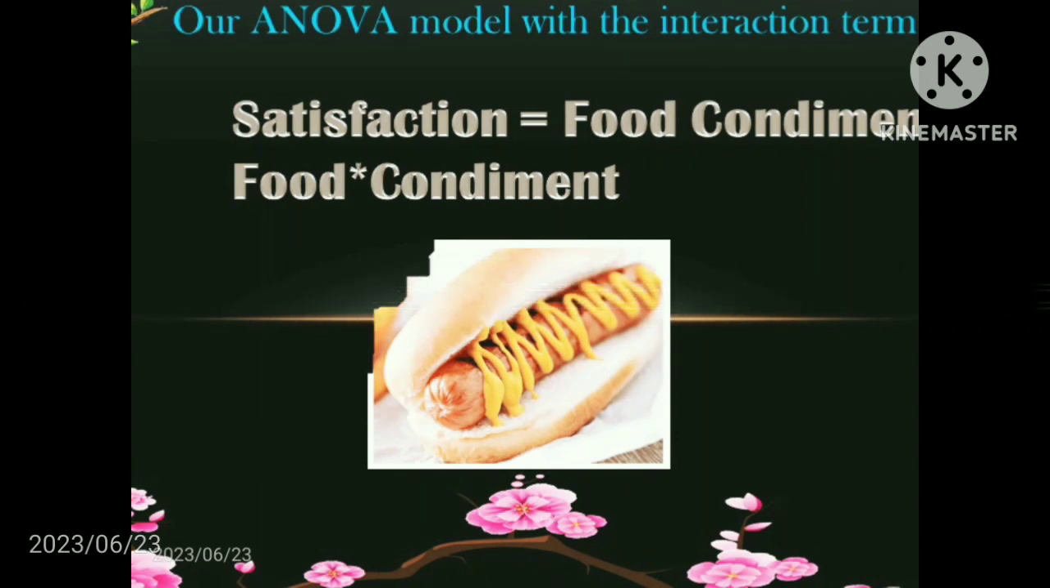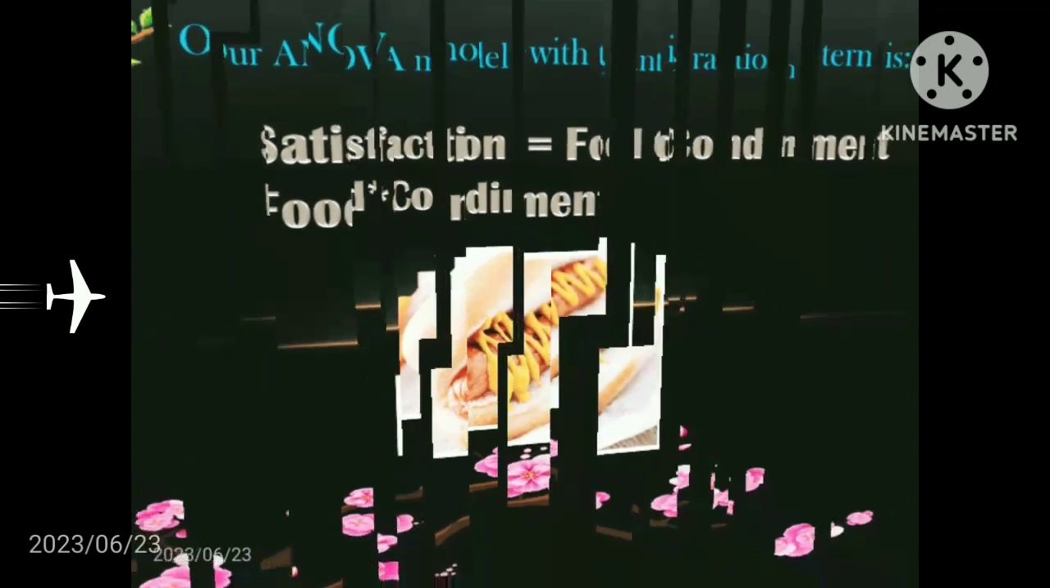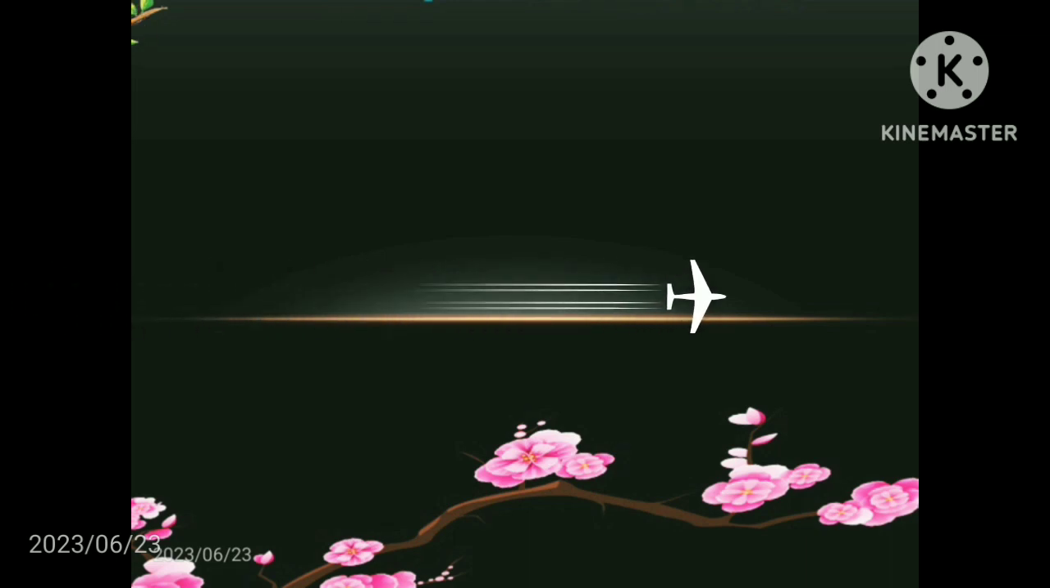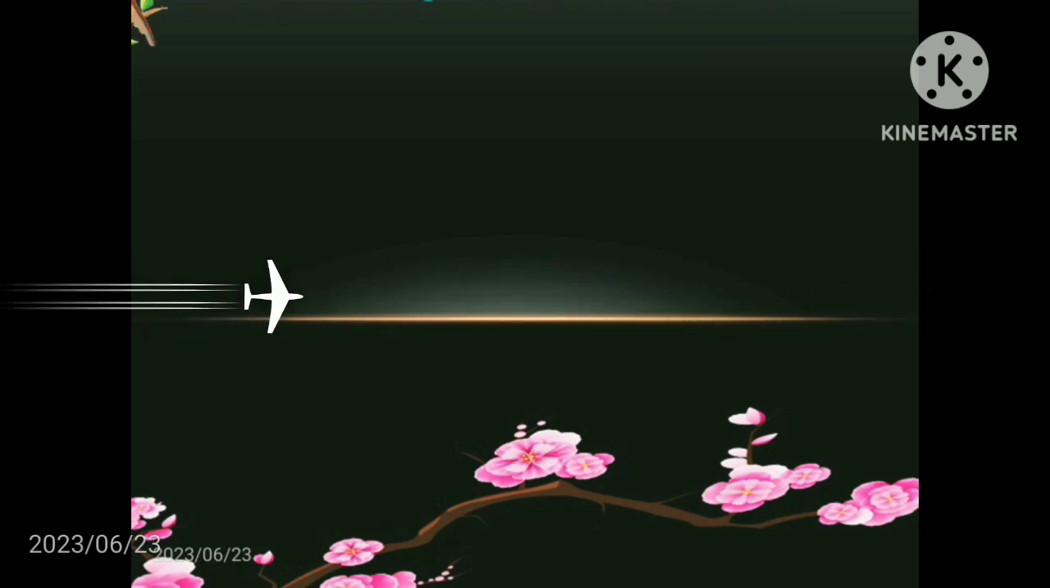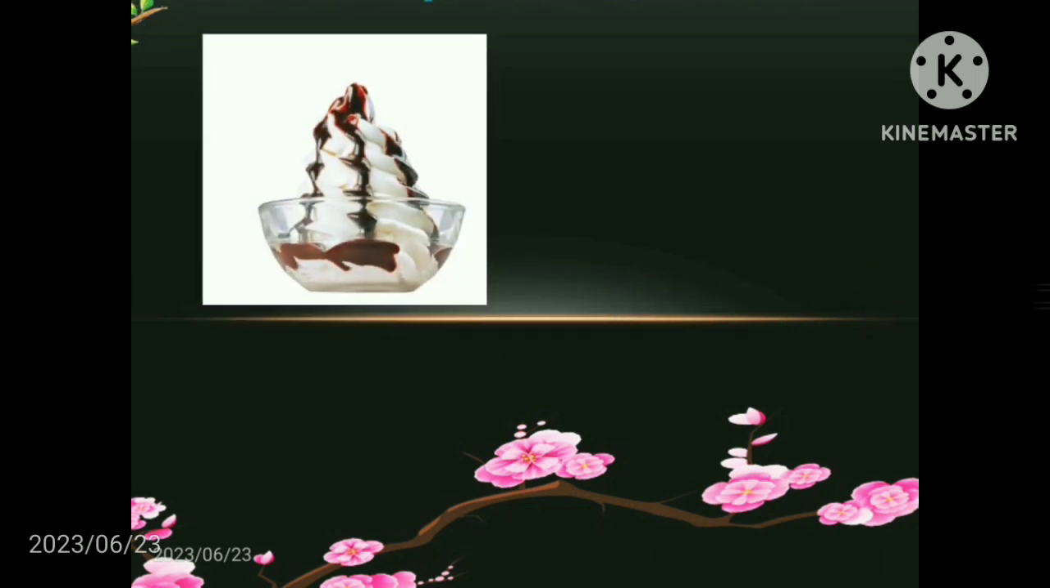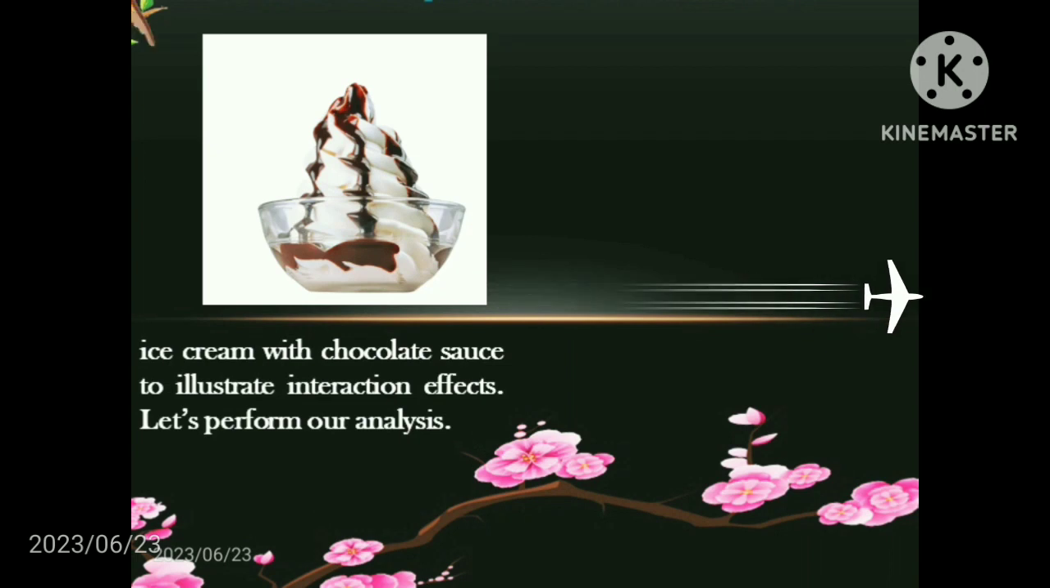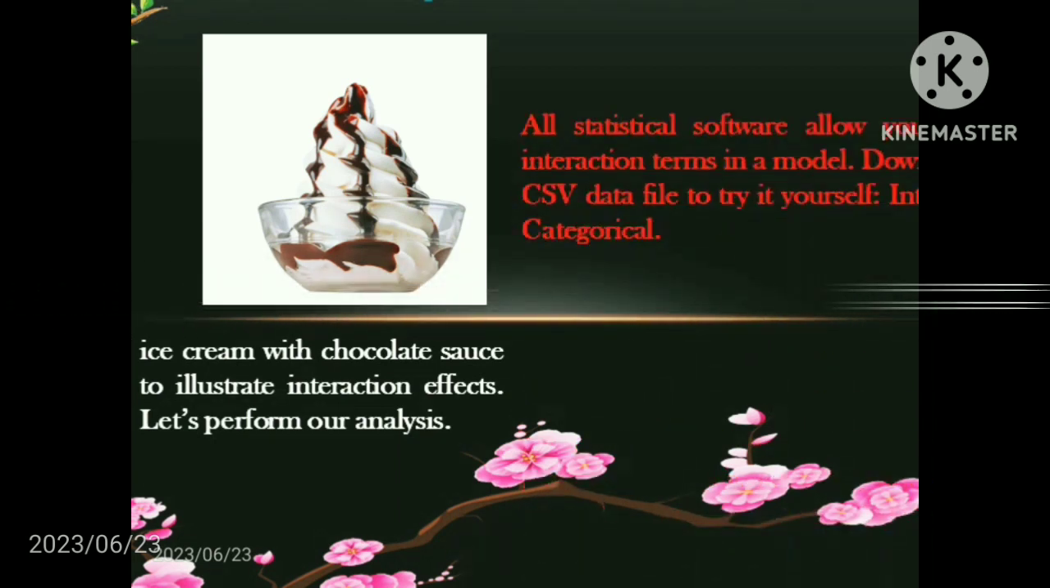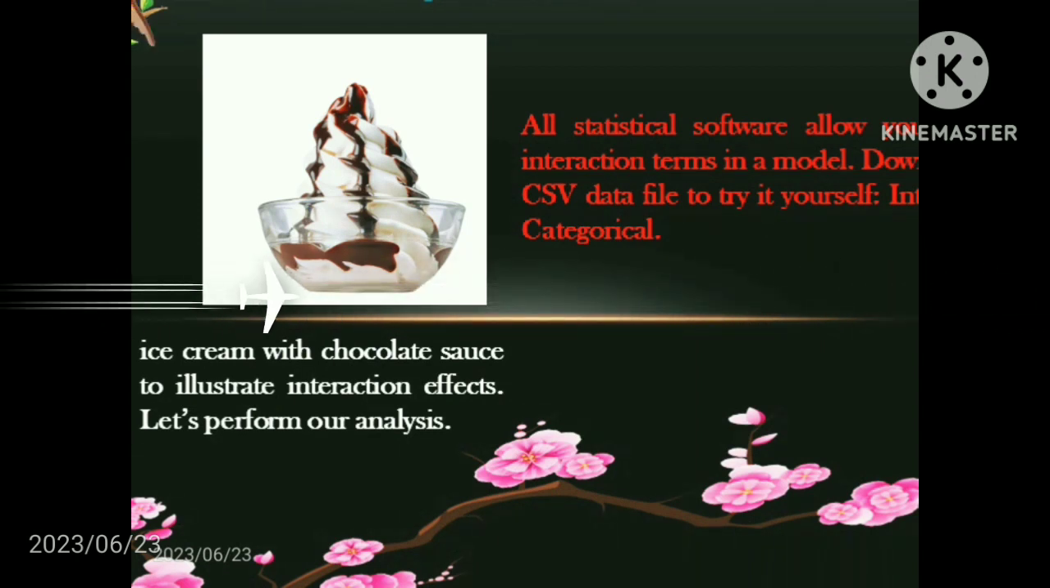That's the concept. Now, I will show you how to include an interaction term in your model and how to interpret the result. So how are we going to interpret interaction effects? This is an ice cream with chocolate sauce to illustrate interaction effects. Let's perform our analysis. All statistical software allows you to add interaction terms in a model. Download the CSV data file to try it yourself.